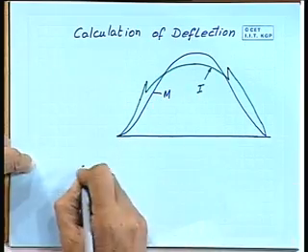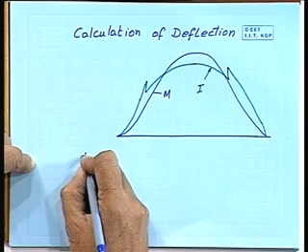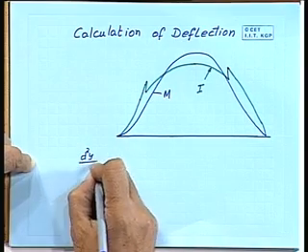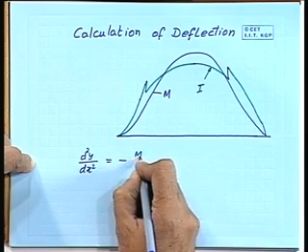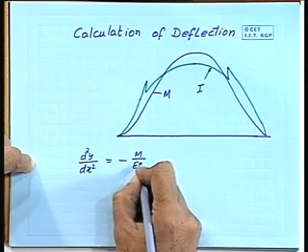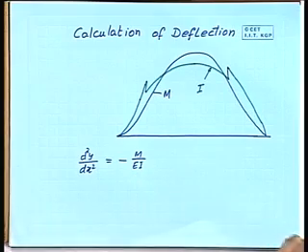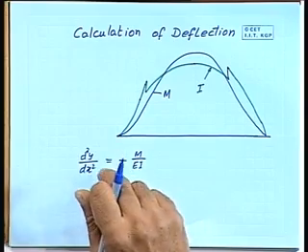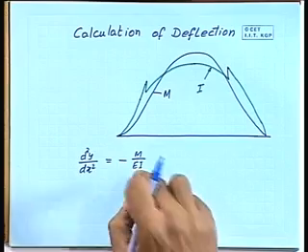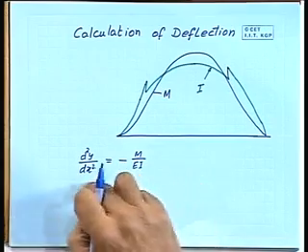Now, the differential equation which we will be using is d2y by dx square is equal to minus M by EI, depending on our sign convention. And we have seen that if we take a sagging bending moment as positive, concave up, then the curvature works out to be negative, and curvature is nothing but this d2y by dx square. So, M by EI with a negative sign gives us the curvature.